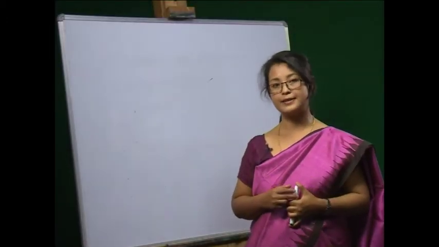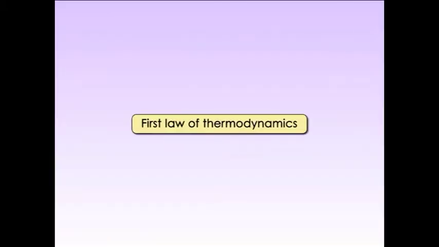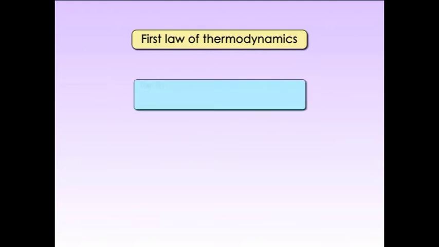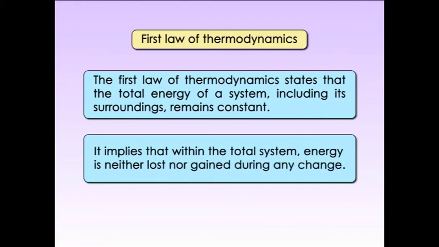Now, all biological systems conform to the laws of thermodynamics. Let's look at the first law. The first law of thermodynamics states that the total energy of a system, including its surroundings, remains constant. It implies that within the total system, energy is neither lost nor gained during any change.